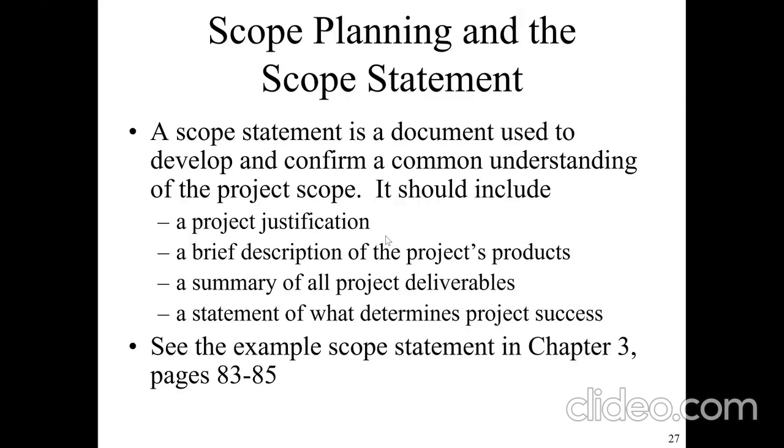A scope statement is a document used to develop and confirm a common understanding of the project scope. This common understanding is, in effect, what the project team understands and what the stakeholders also understand: that this is what these people must produce at the end of the day, and this is what is supposed to be included or excluded from the project. That's why we say it must form a common understanding on all parties involved.